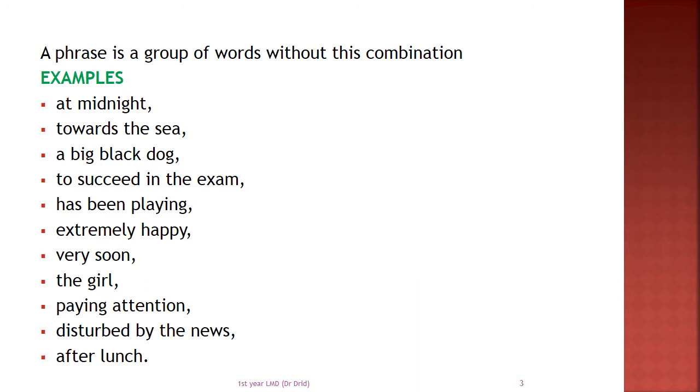We notice in all these phrases that we don't have a subject-verb combination. So the phrase is part of a sentence. And we may have a lot of phrases in the same sentence, even if it is a simple sentence. We summarize now. The clause is a group of words with a subject-verb combination, and the phrase is a group of words without this combination. Here we can notice that the simple sentence is one clause.